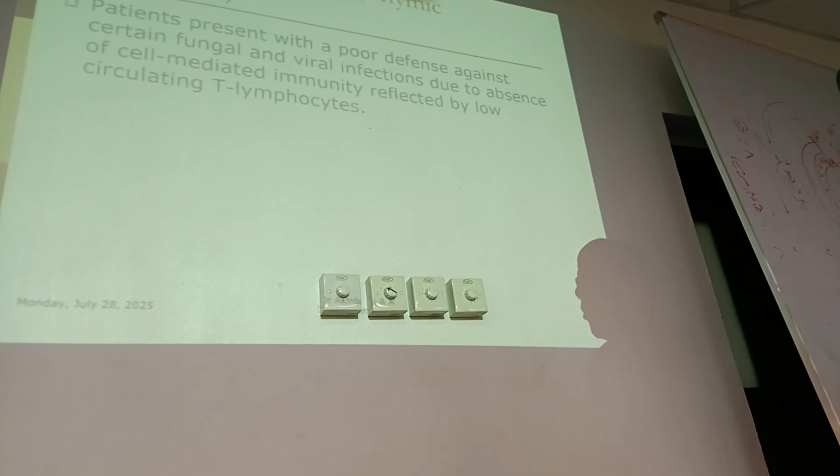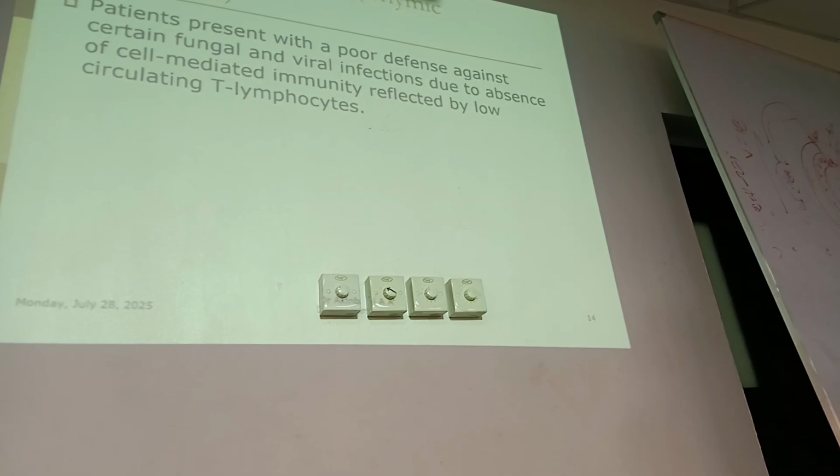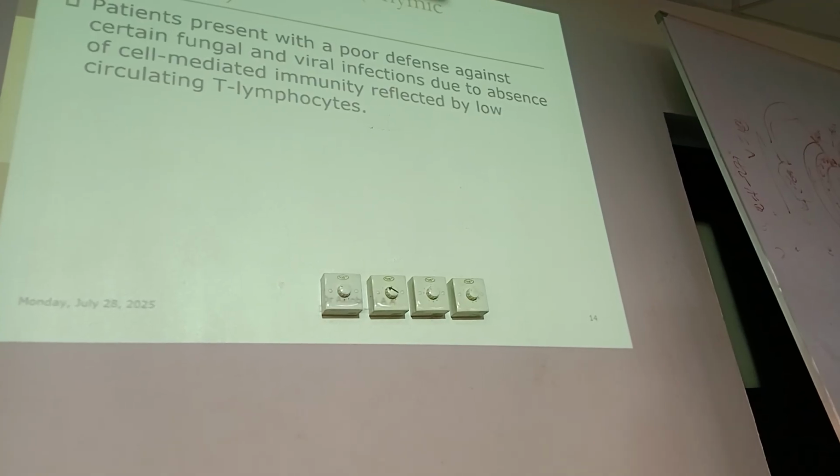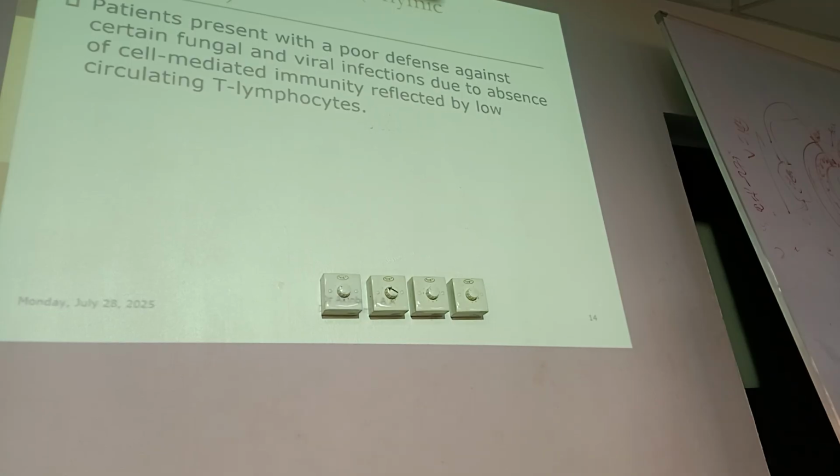deficiency. So the patient will present with poor defense against certain fungal and viral infections due to absence of cell mediated immunity. If the T cells are deficient, there will be no cell mediated immunity. And most of the time it is fungal and viral infections, not bacterial. Bacteria is more of antibody and phagocytes, the granulocytes. But for T cells, usually viruses and fungi.